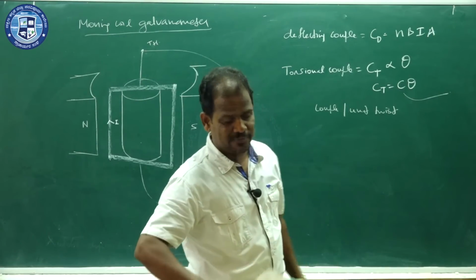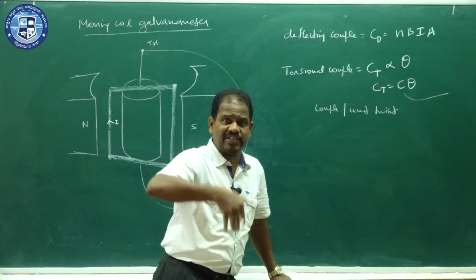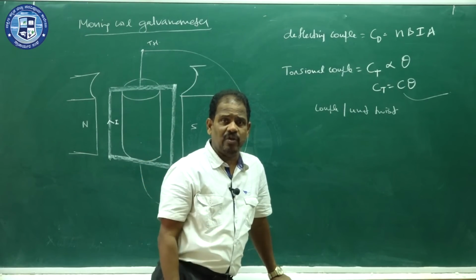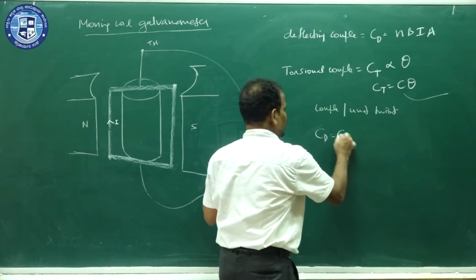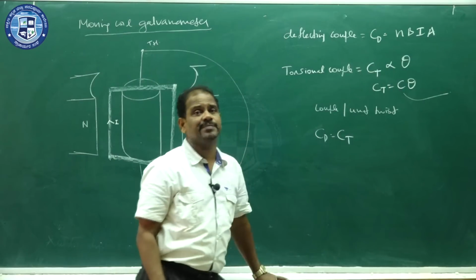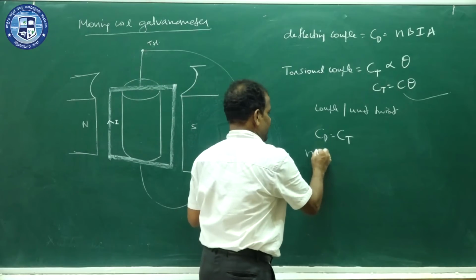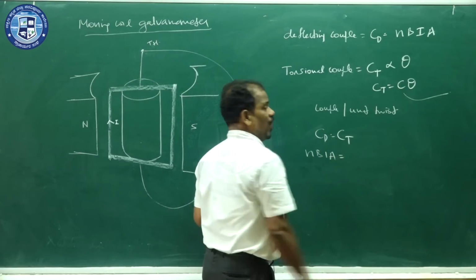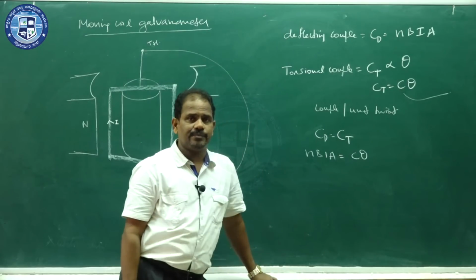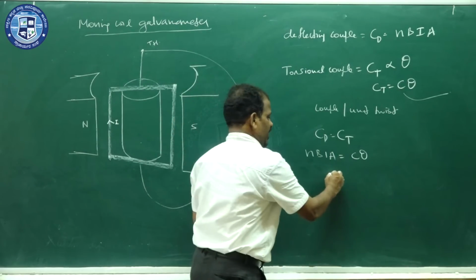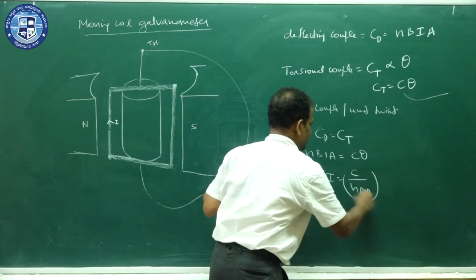is also zero. Therefore, whichever position the coil stands in a moving coil galvanometer, it rests where the deflecting couple and torsional couple are equal. Therefore, CD is equal to CT at the equilibrium position. What is CD? It is NBIA. What is CT? It is C theta. Therefore, we can see that I is equal to C by NBA into theta.